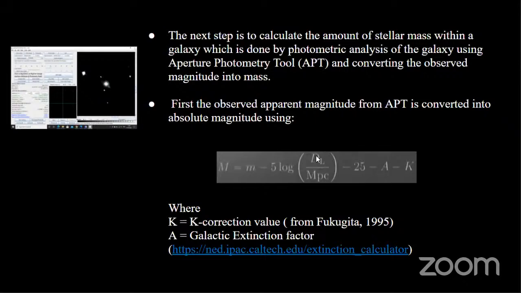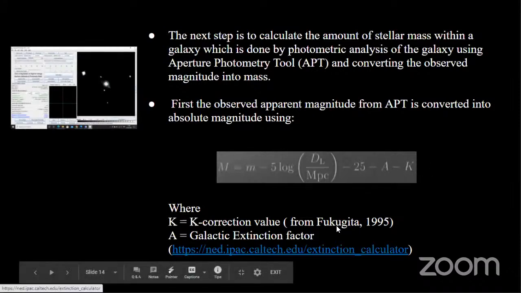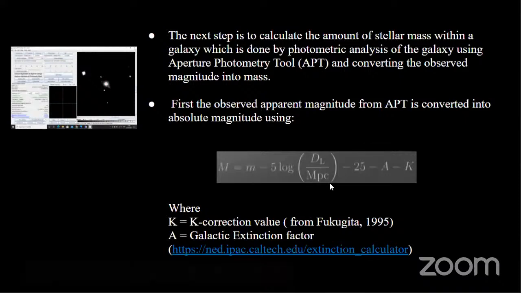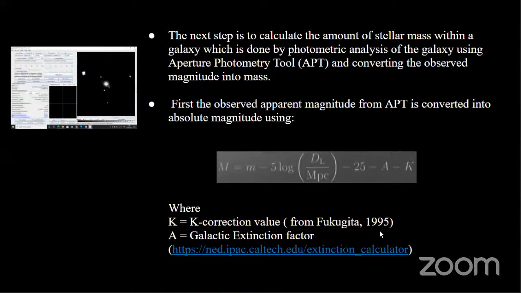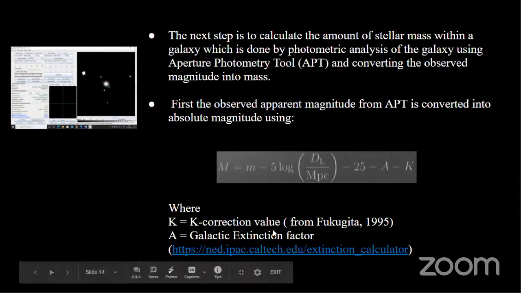DL is calculated using Ned Wright's cosmology calculator, and these values A and K are called the galactic extinction factor and K correction value, respectively. The galactic extinction factor is calculated using this extinction calculator, which is on NASA's website. It is calculated by putting in the values of RA and DEC, which are the coordinates of a specific galaxy. You note down the A value of the specific filter which you are using, and K values are taken from this paper.